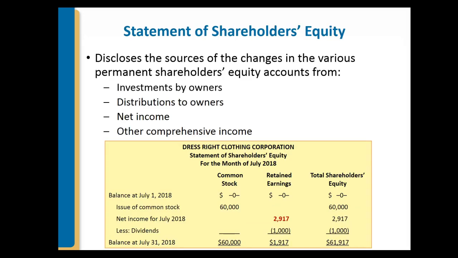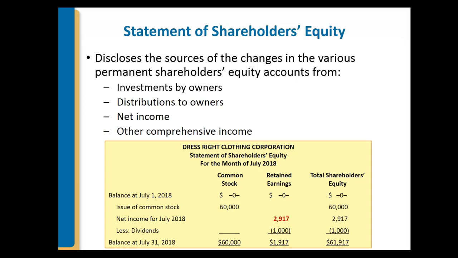The final statement is the statement of shareholders' equity. Also, it's a change statement because its purpose is to show the sources of the changes in the various permanent shareholder equity accounts that occurred during the period, from investments by owners, distributions to owners in the form of dividends, net income, and other comprehensive income.